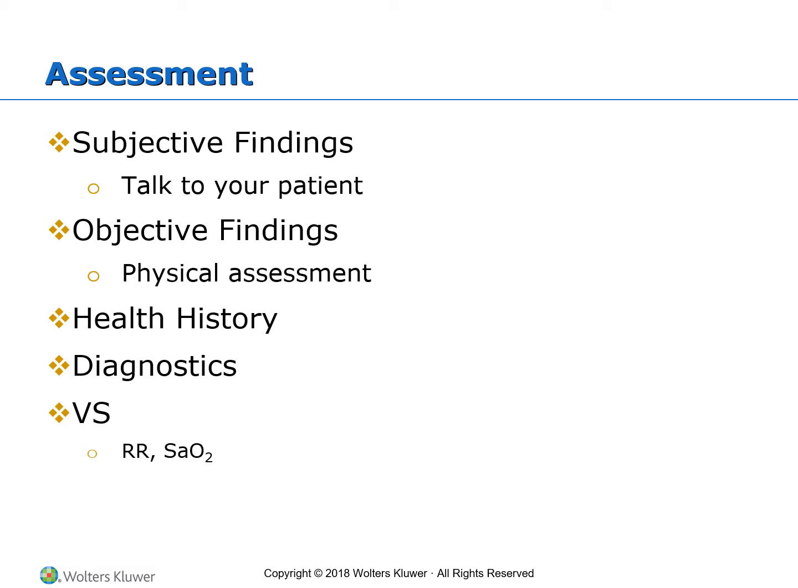Dyspnea can be related to a pulmonary condition, respiratory condition. It can also be related to cardiac conditions. People who have anemia can get short of breath or have difficulty breathing. It can also be related to neurological disorders, trauma. So you really need to find the cause, especially if the only thing they're complaining about is shortness of breath.